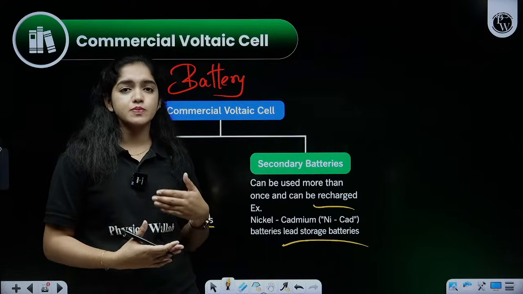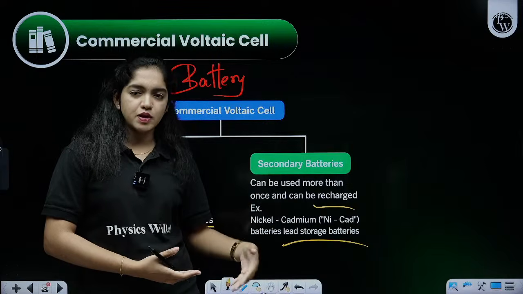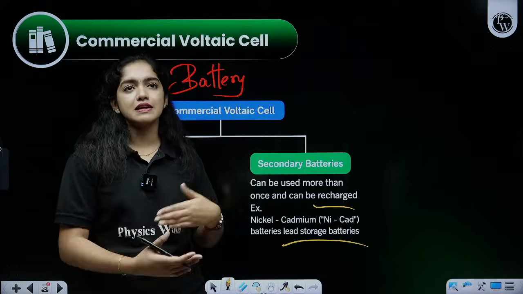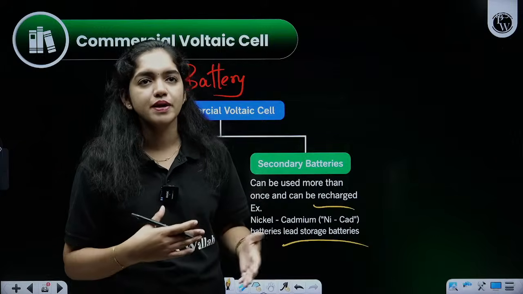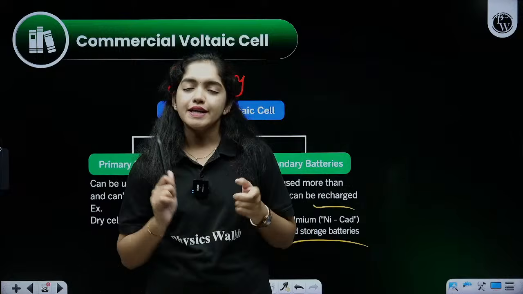So in a rechargeable cycle, electricity will be used there. So it will charge again. Then the chemicals will be used. Then there will be recharging, discharging cycles. Charging, discharging cycle will be there. Okay, Nishita. So it can be recharged, reused.